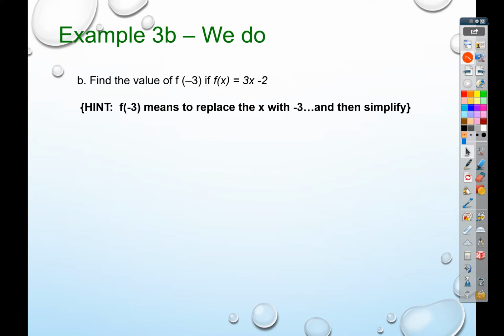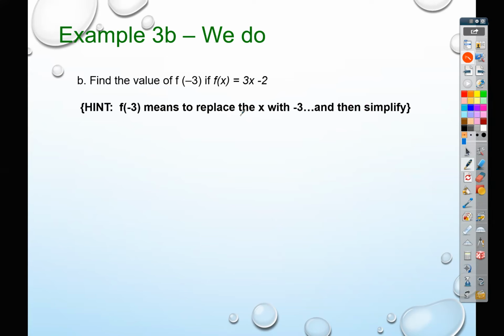All right, find the value of f of -3 if f of x equals 3x minus 2. So we're just going to replace x with a -3. That would be -9 minus 2 is -11. So the coordinate would be -3, -11.